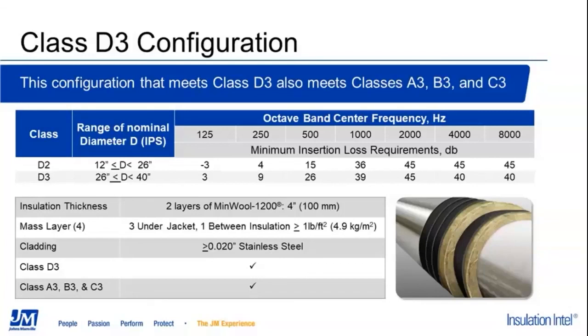It could be a single layer of 2 pound and single layer of 1 pound, or if you really wanted to be bold, you could go with a 3 pound if you could lift it. And then again, using the same 020 stainless steel as the C3 system used. And then again, you can see from the information in the chart that this does meet all of the requirements of the D3 as well as the A3, B3, and C3.